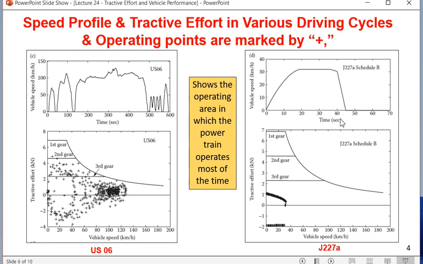So all this is shown here. This is the brake situation, shown with these positives here. So this is a very clean and clear kind of characteristic of a vehicle. It is given as J227A schedule B.